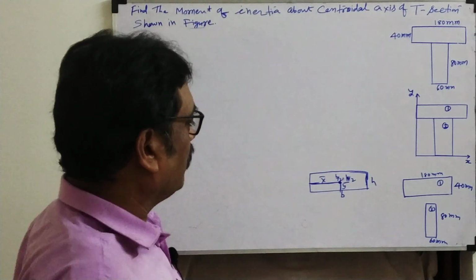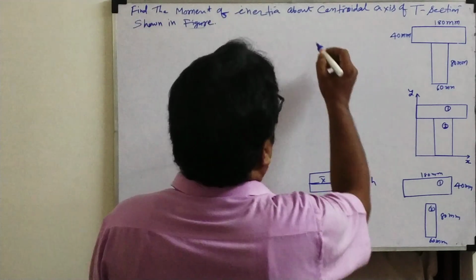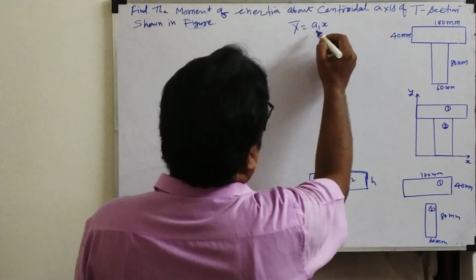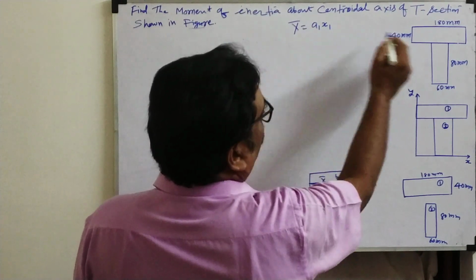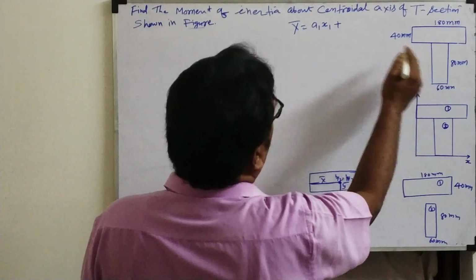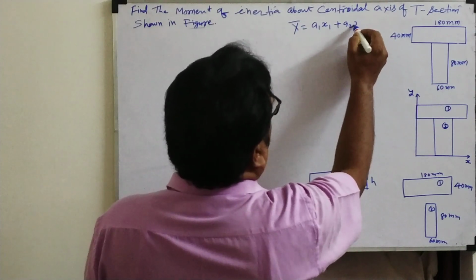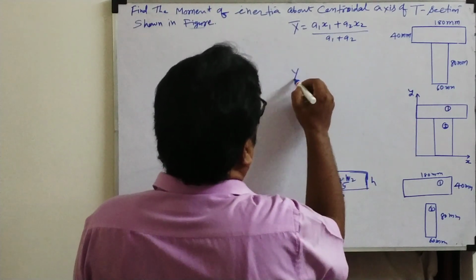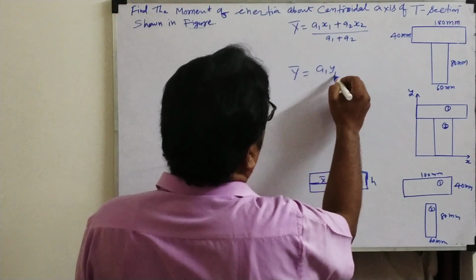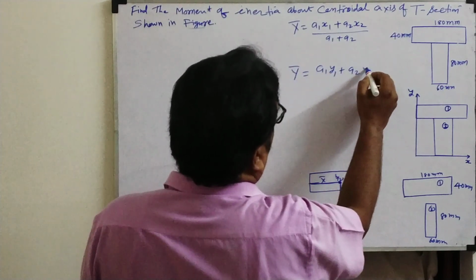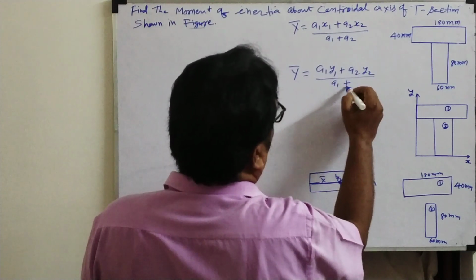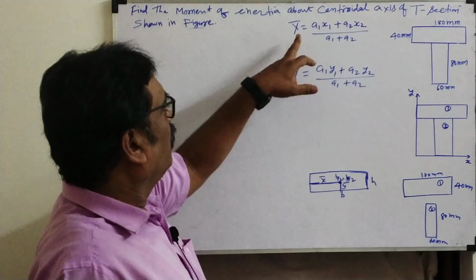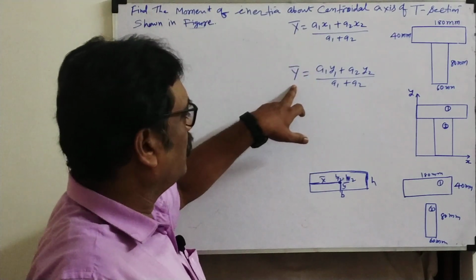Suppose 2 sections are there. Now there is one formula to calculate the center of gravity. See, I will write the formula: x bar equals A1 x1 plus A2 x2, where A1 is the area of the individual section and x1 is the center of gravity of the individual section, divided by the total area A1 plus A2. Similarly, y bar equals A1 y1 plus A2 y2 divided by the total area A1 plus A2. With these two we can find x bar and y bar, the center of gravity about xx and about yy.